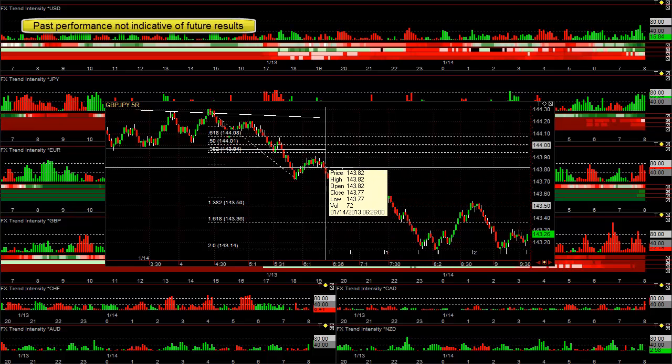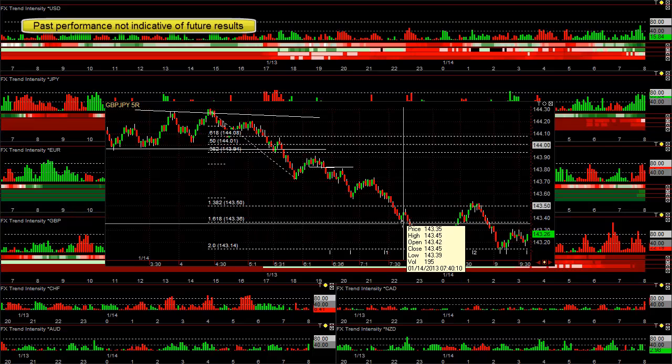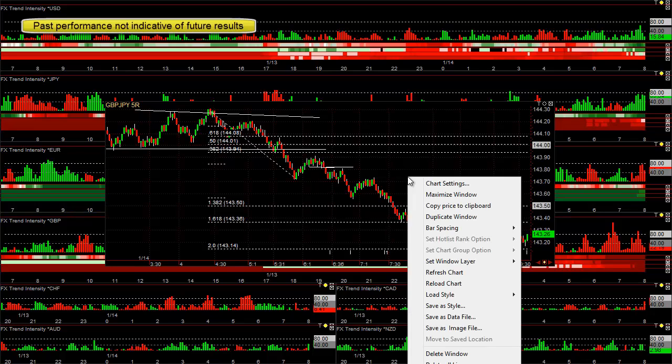But you can see it went from 82 down to around 35. It's almost 50 pips. That's a great trade. And if you miss that trade, you have another pullback again right here.